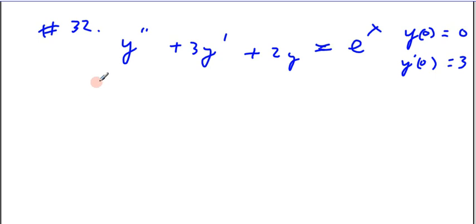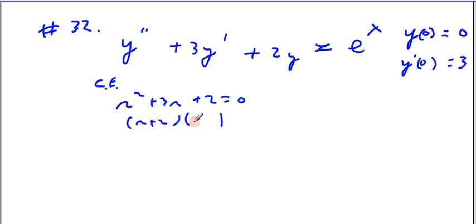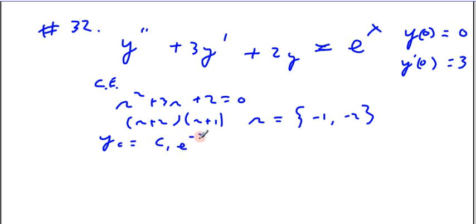Okay, so I have a characteristic equation: r squared plus 3r plus 2 is 0. That factors very nicely: (r plus 2)(r plus 1). R is going to equal the solution set minus 1, minus 2. Y sub c is equal to c1 e to the minus 2x plus c2 e to the minus x.